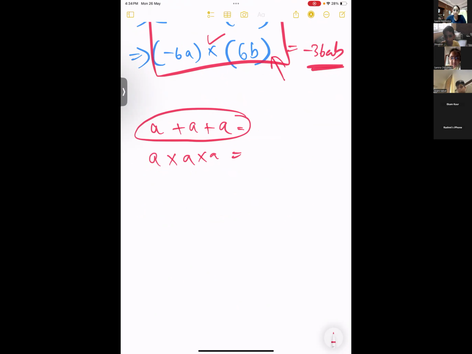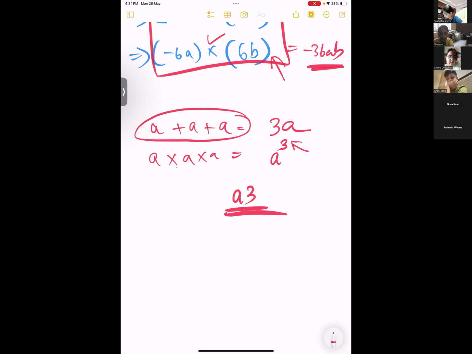Manit, a plus a plus a. What is the answer? Ma'am, 3a. Okay. What is a multiplied by a multiplied by a? Ma'am, a cube. A cube bolenge. All right? Because a3 is like this. So now listen, this is always known as the coefficient. So the coefficient of a is 3. This is how you're going to say.